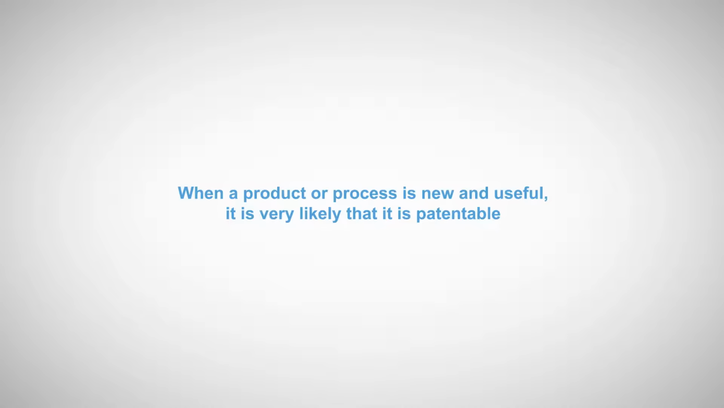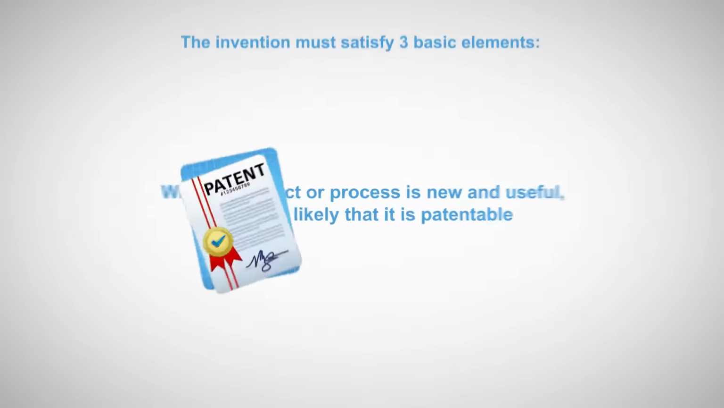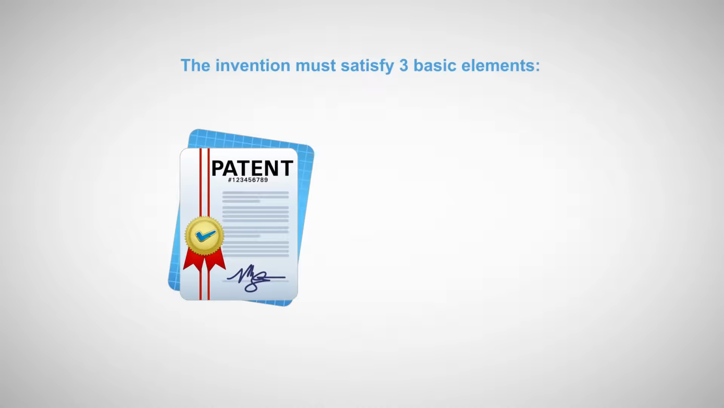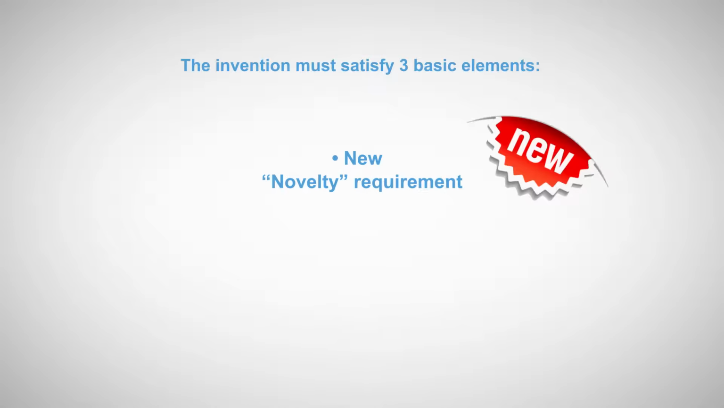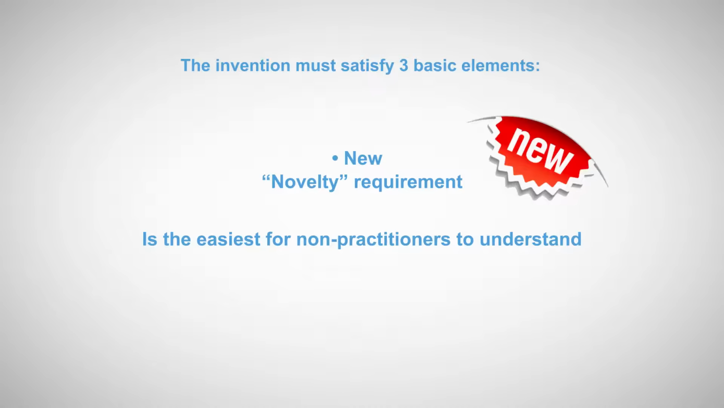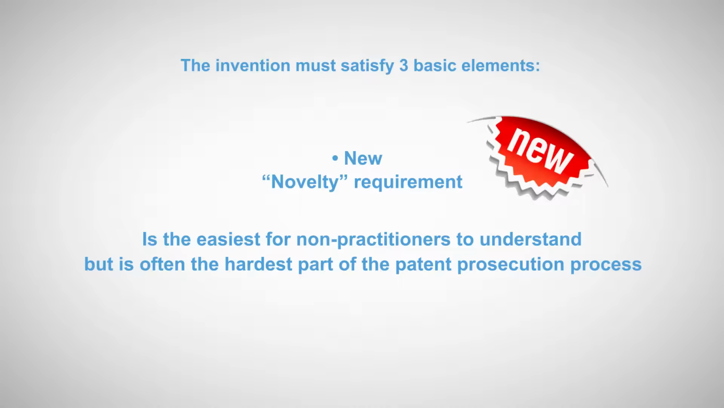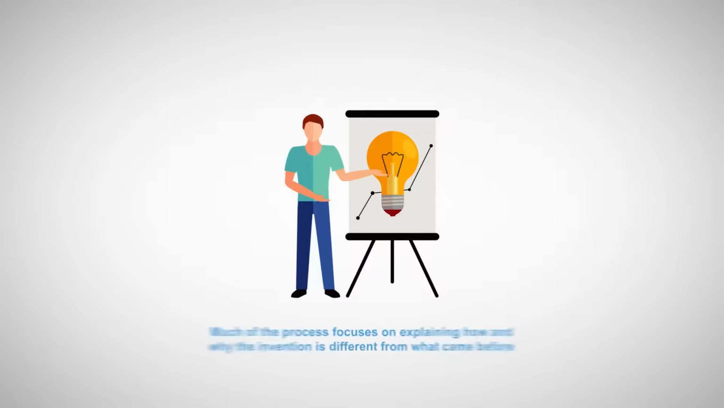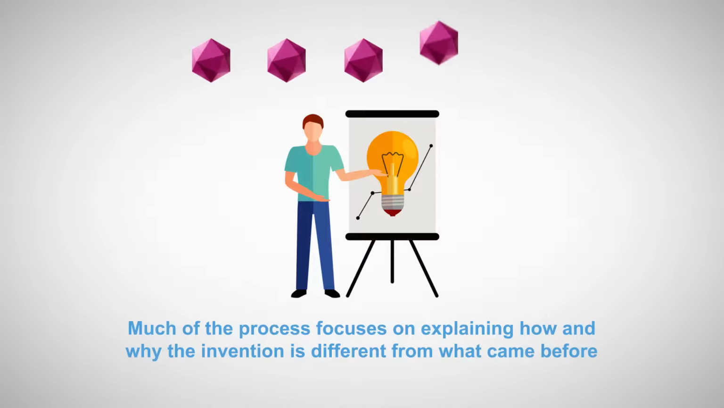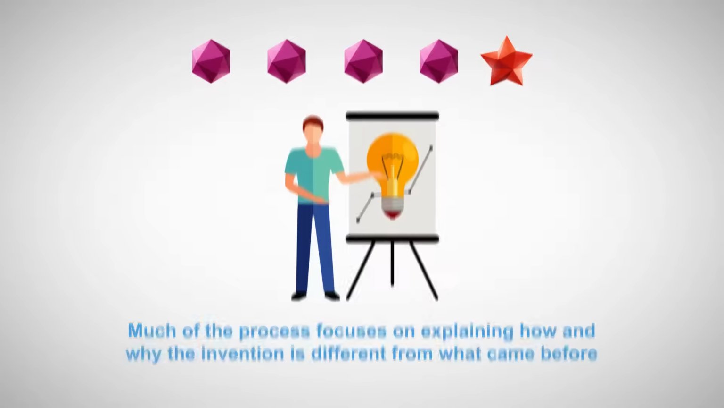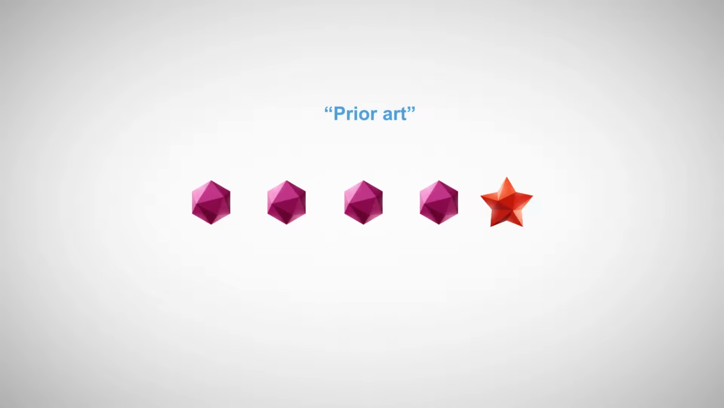When a product or process is new and useful, it is very likely that it is patentable. To be patentable, an invention must satisfy three basic elements. The invention must be new, useful, and not obvious. The requirement of being new, also called the Novelty Requirement, is the easiest for non-practitioners to understand, but is often the hardest part of the patent prosecution process. To get a patent on an invention, the invention must be new. In practicing patent law, much of the process focuses on explaining how and why the invention is different from what came before. Everything that came before is referred to as the prior art.